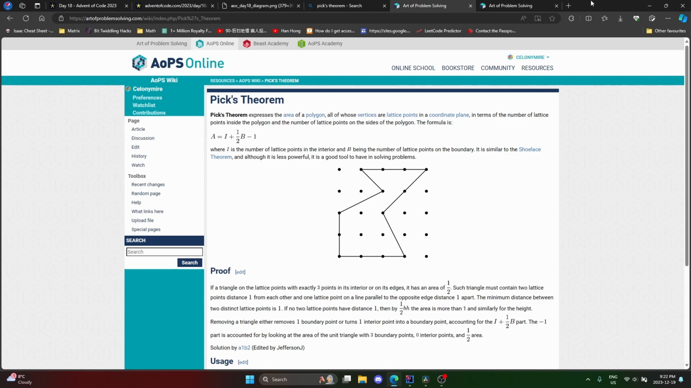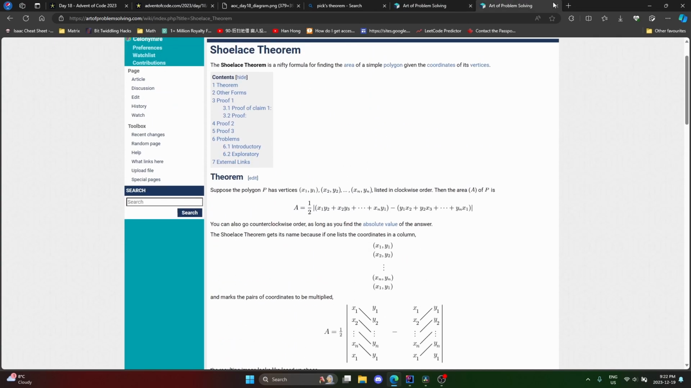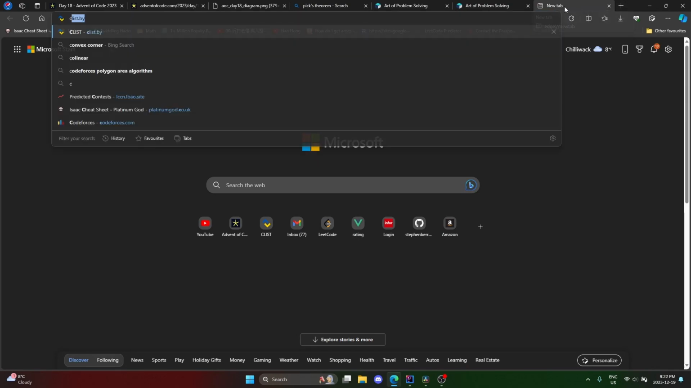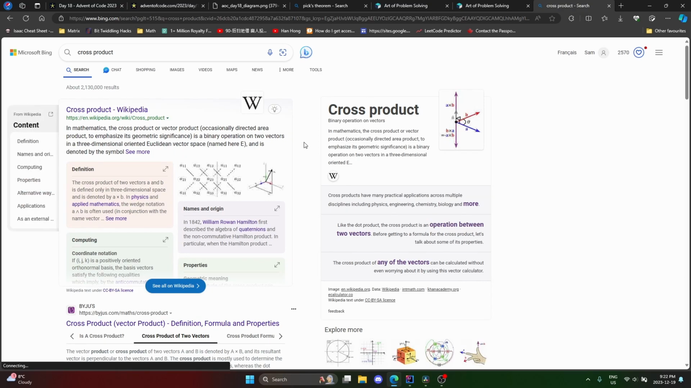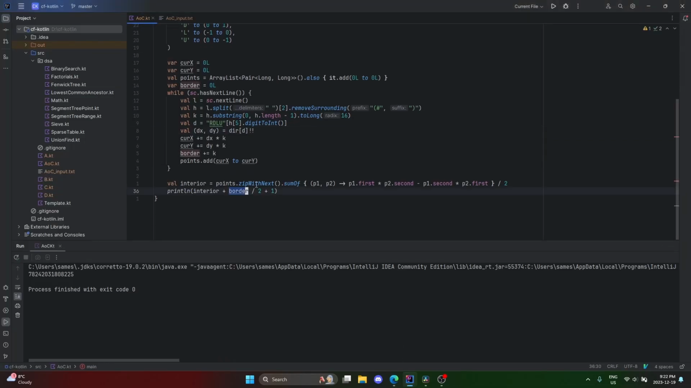Now, if you want to learn how the shoelace theorem works, they're just exploring this thing called the cross product, which I don't know yet. But I guess it has a really nice property that allows you to cancel out extra areas. So that's how they made it work. But yeah, you do this. So this is what I'm doing, zip with next. I go through each pair of consecutive points and I just run this thing. So this is the interior area.